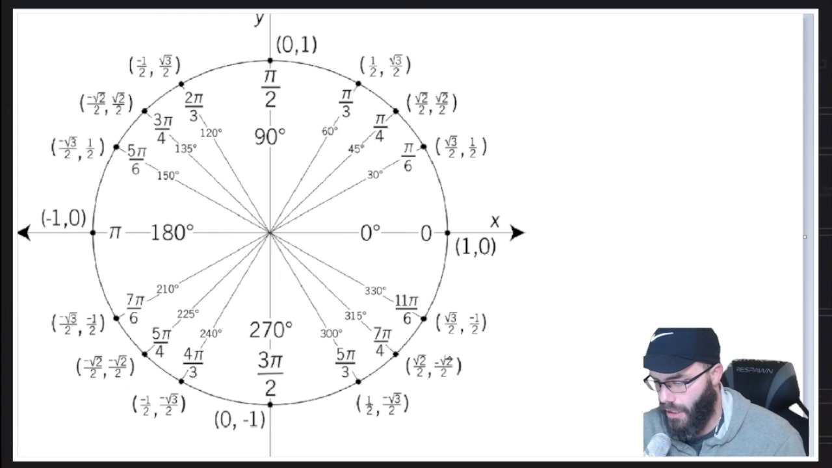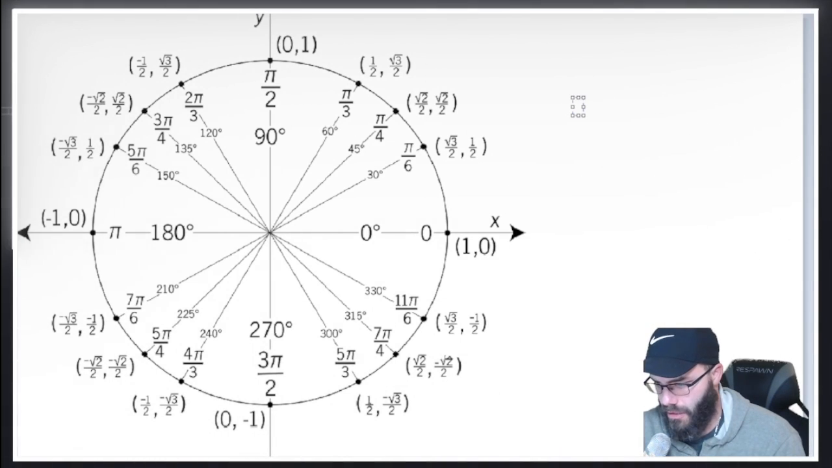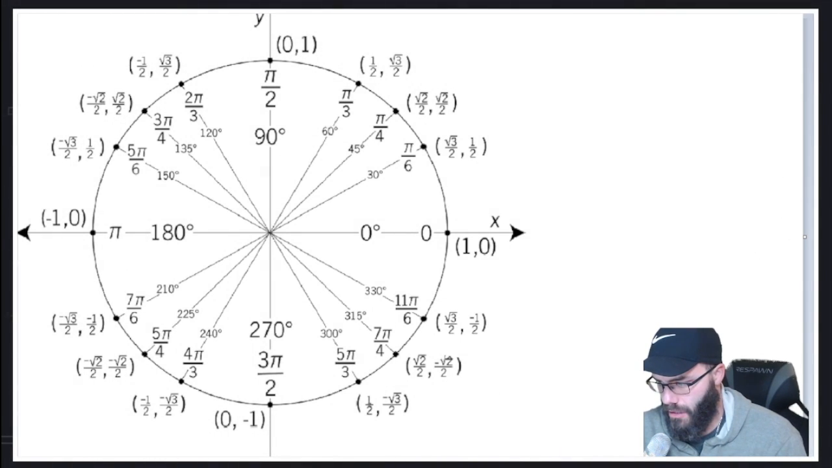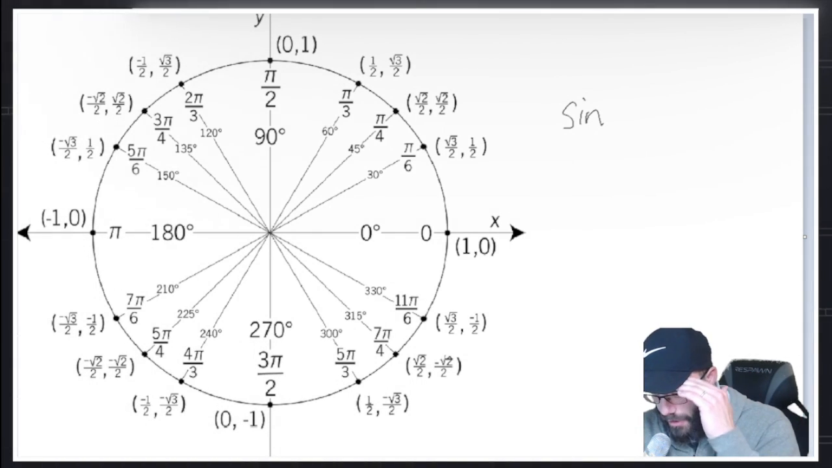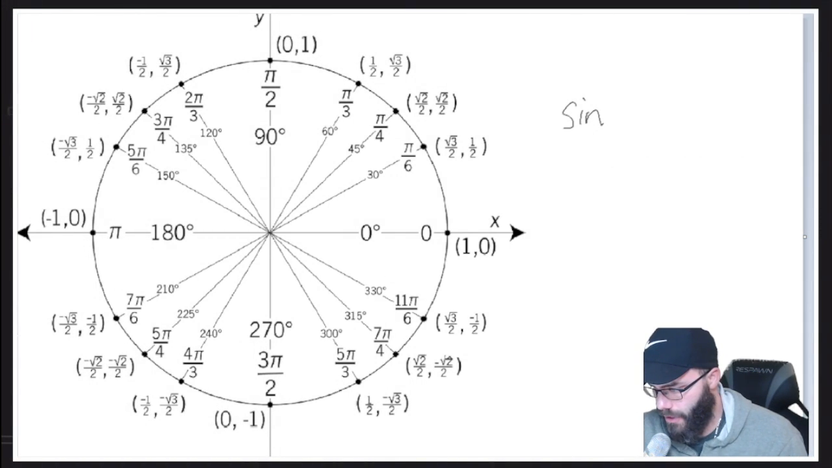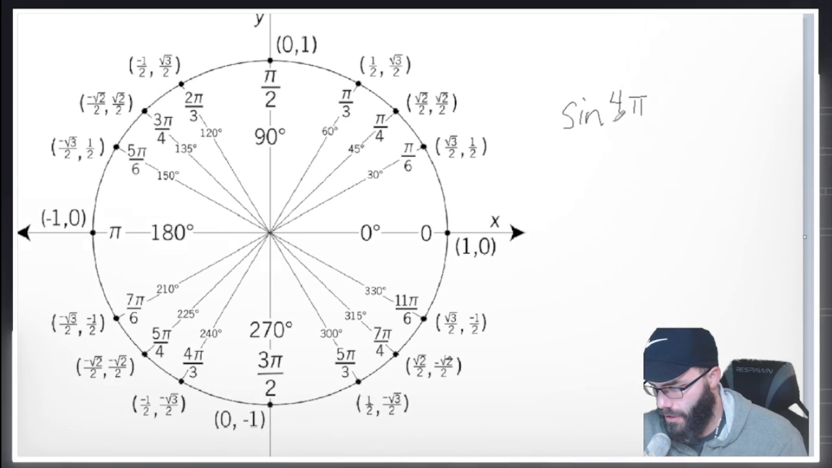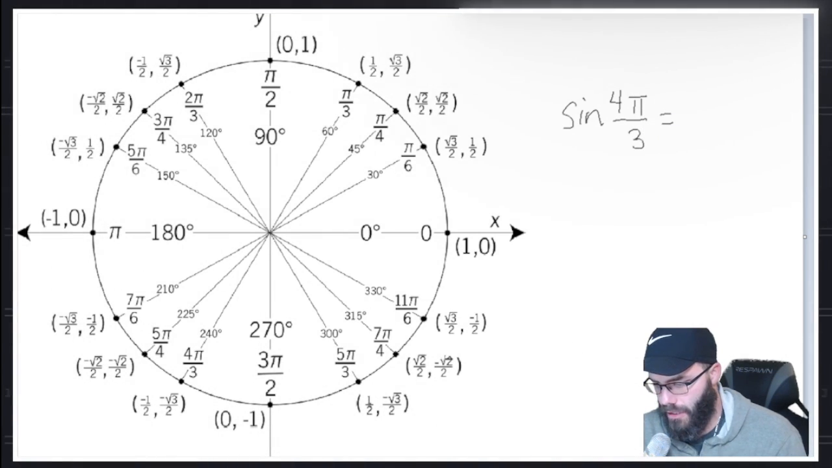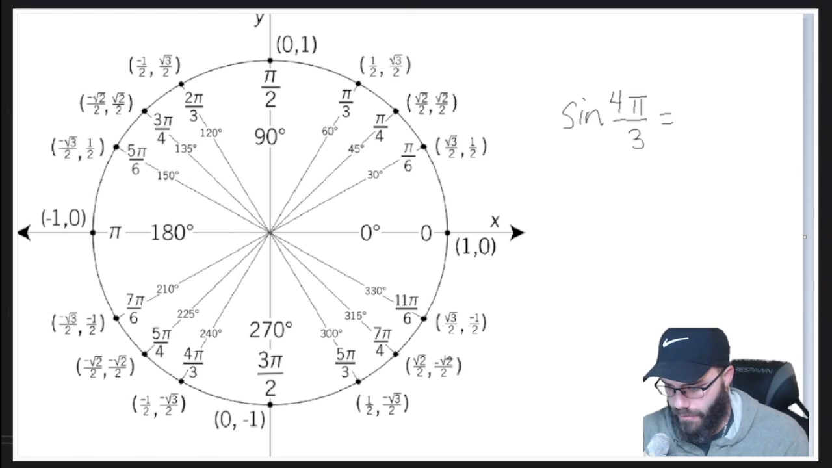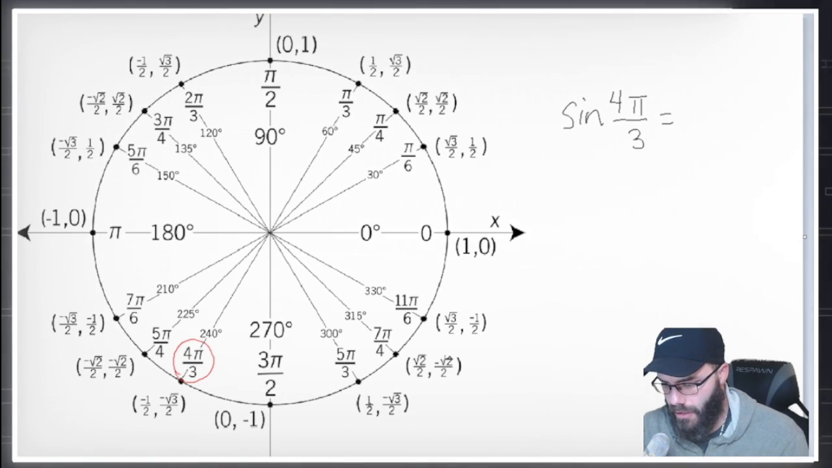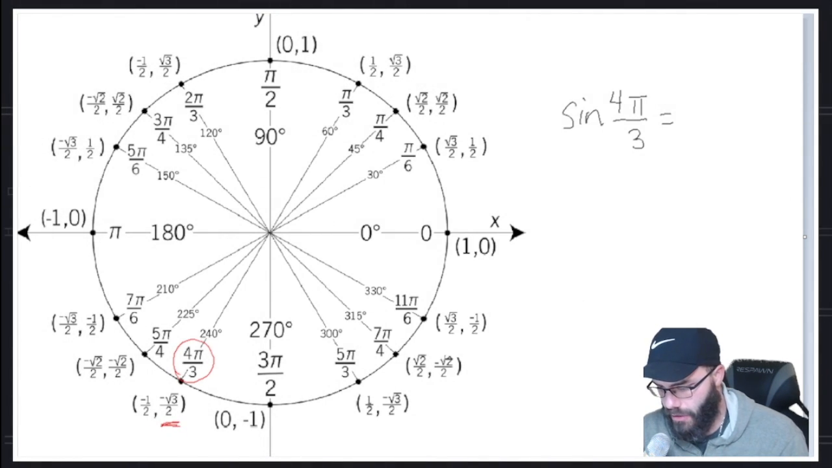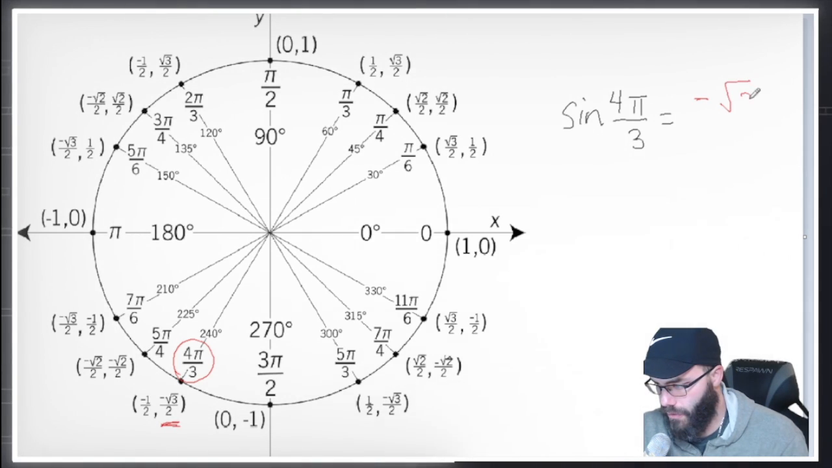So let's say sine of 4 pi over 3. Sine of 4 pi over 3. Find 4 pi over 3, which is here. Sine is always the y value, which is negative root 3 over 2.